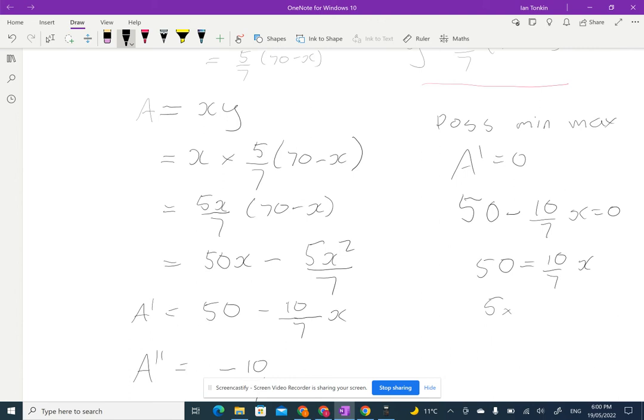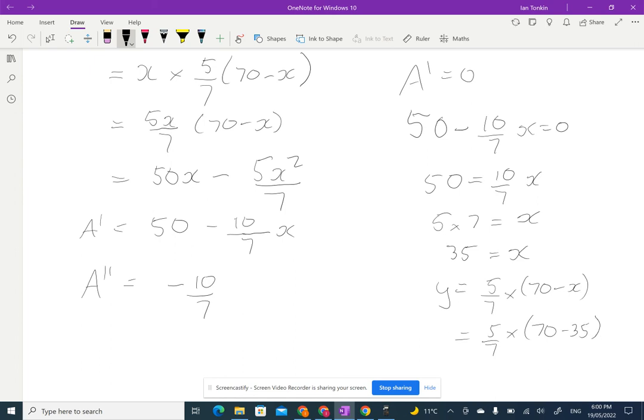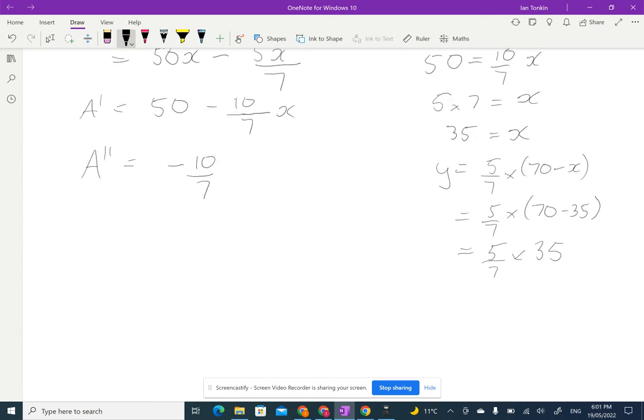And I get 35 equals x. Well, 35 equals x, y equals, what was it? 5 on 7 times 70 minus x, which is 5 on 7 times 70 minus 35, which equals 5 on 7 times 35. 7 goes in that, so I get 25.